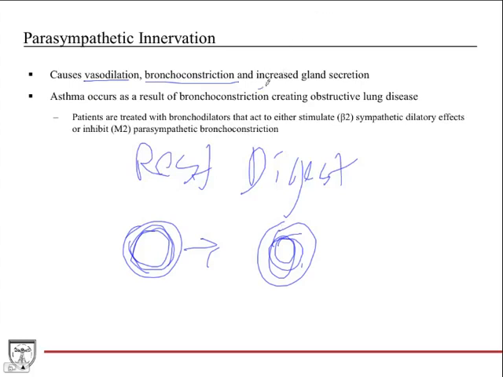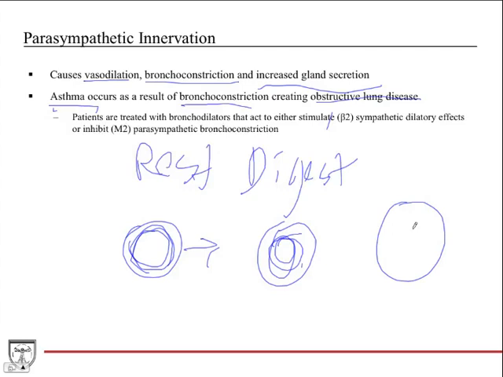Then you increase the gland secretion. Same thing with this. You increase the gland secretion, but not to a degree where it totally plugs up the airways. That would be more an infection or asthma, other types of abnormal processes. Speaking of abnormal processes, asthma occurs as a result of bronchoconstriction and then increased gland secretion as well. And that's what creates the obstructive lung disease.